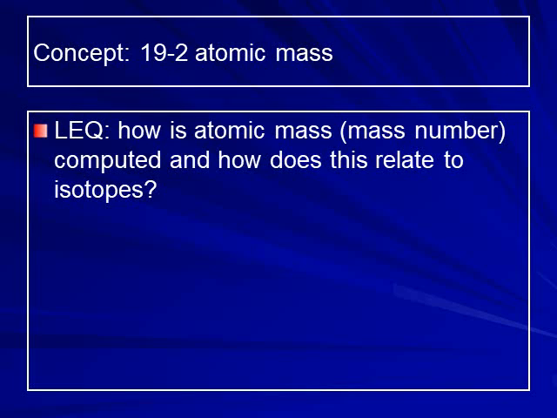So in section 2, we're going to look at atomic mass. The question here is, how is atomic mass, sometimes called mass number, computed, and how does it relate to isotopes?